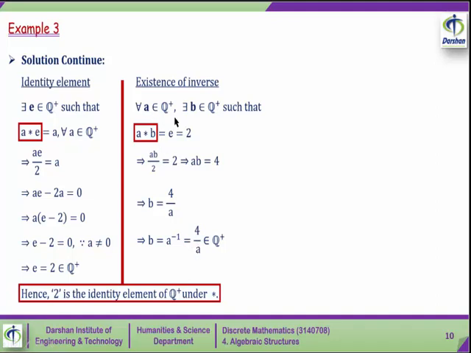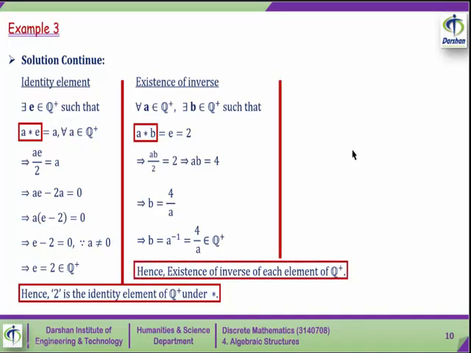Here A is a positive rational number. So 4 by A is again a positive rational number. So inverse exists and it is from Q plus. Hence existence of inverse of each element of Q plus. Now fifth property, which is commutative property. So our claim is A star B is equal to B star A.